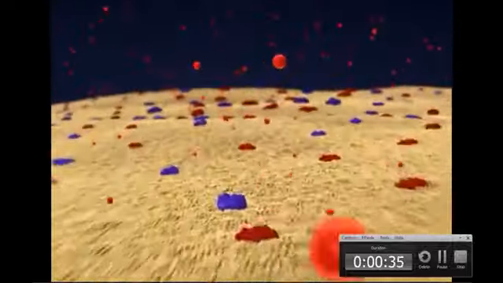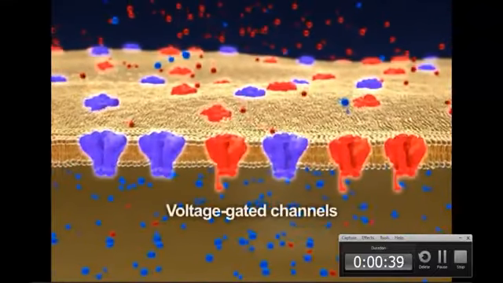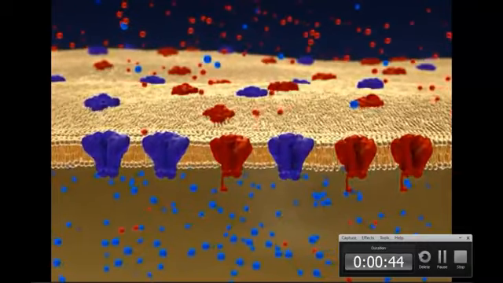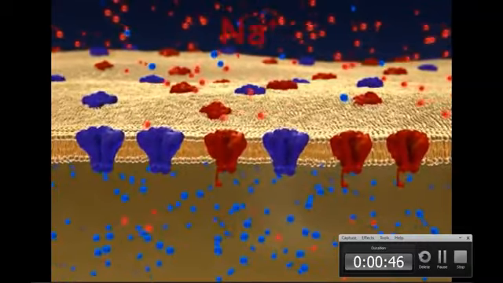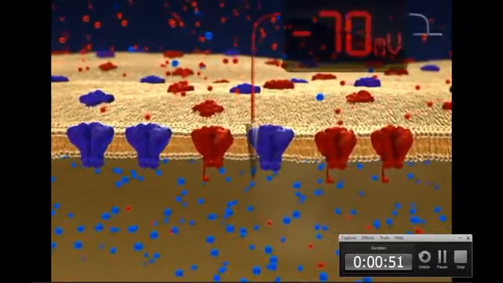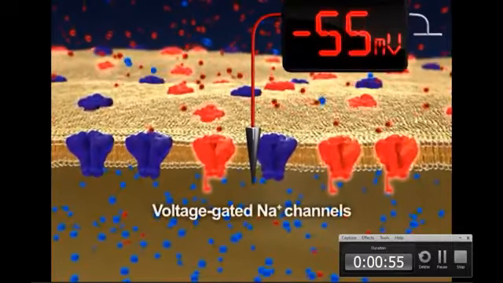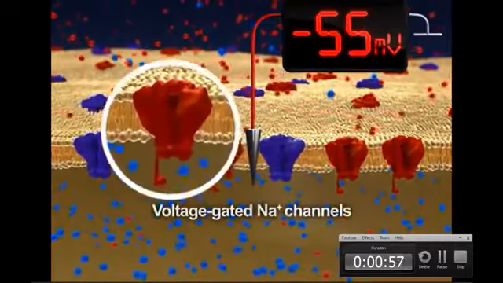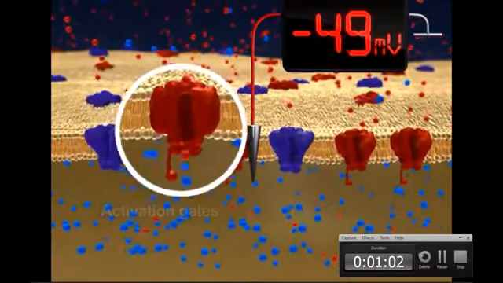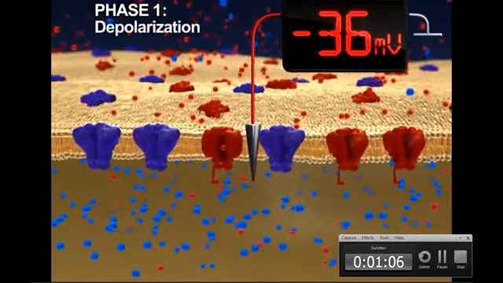A closer look reveals that during an action potential, voltage-gated channels open and close, altering the permeability of the plasma membrane to sodium and potassium ions. A threshold stimulus changes the shape of the voltage-gated sodium channels, causing their activation gates to open. This event marks the beginning of phase 1 of the action potential, known as depolarization.